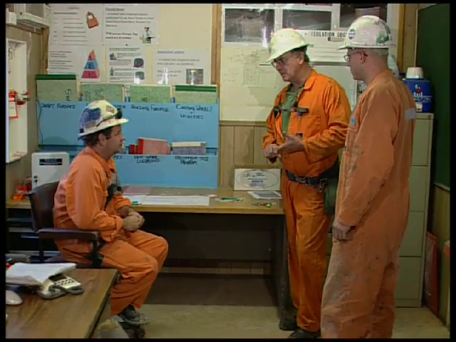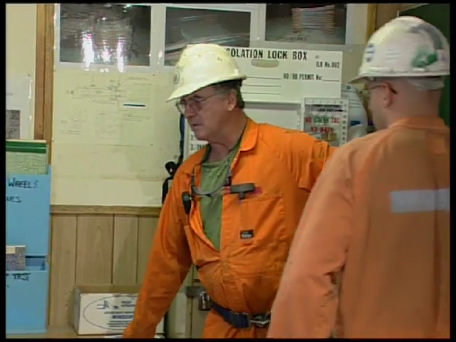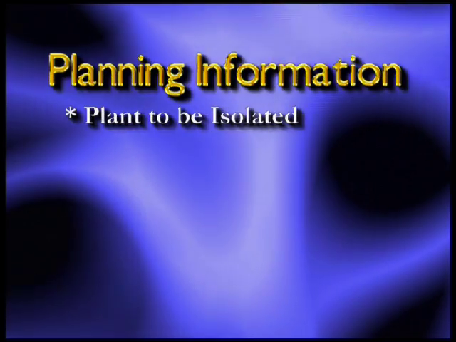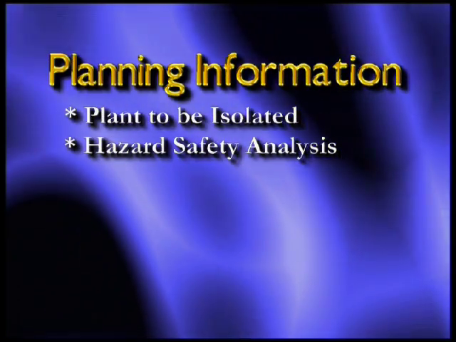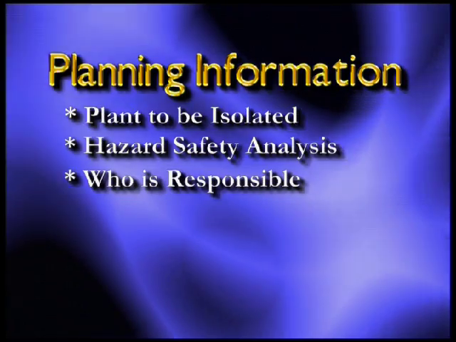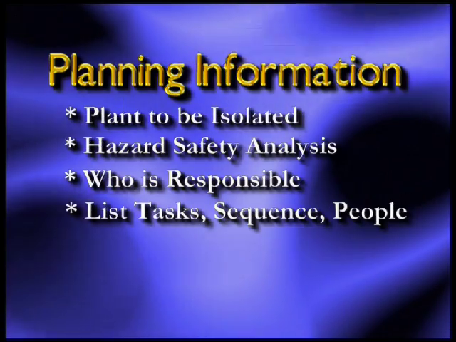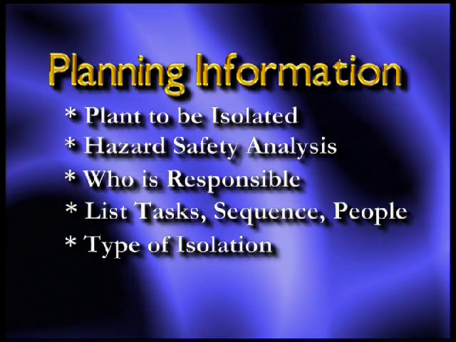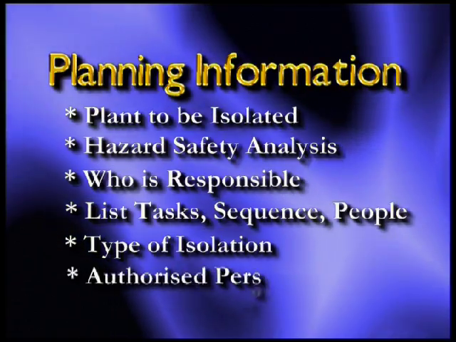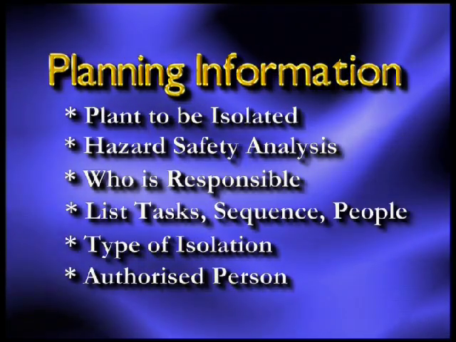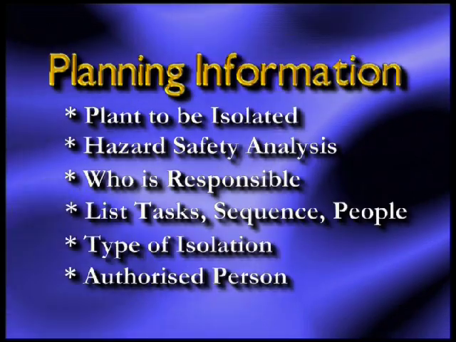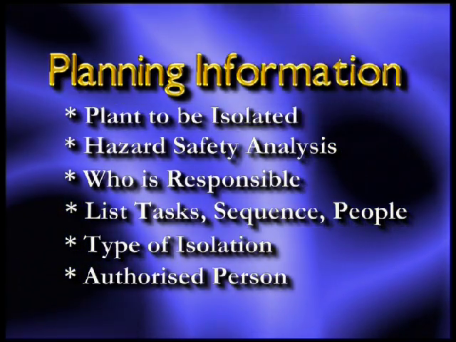Prior to any isolations being started, all parties involved in the isolation must meet, document and sign off on the isolation. Information discussed in the planning process includes the plant to be isolated, hazard safety analysis requirements for the work, who is responsible for the isolation, a list of associated tasks, the sequence and the people involved, what type of isolation procedure to be used, and the authorized person to isolate the equipment. This information is distributed to all people involved in the planned isolation of the plant.